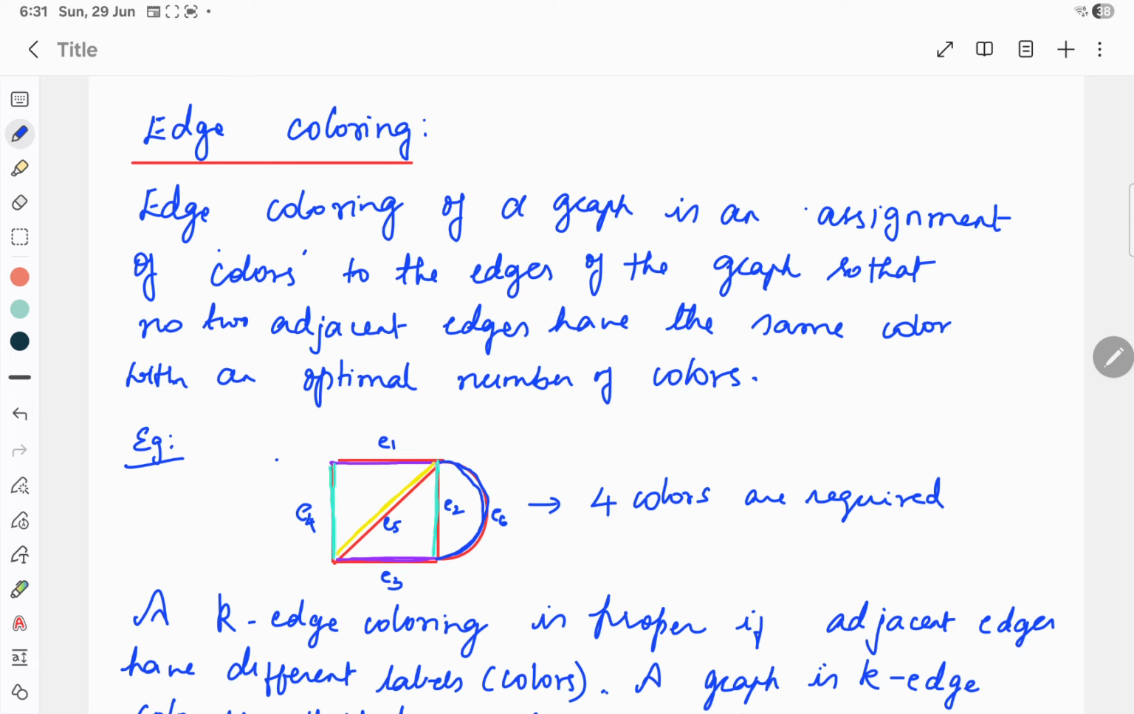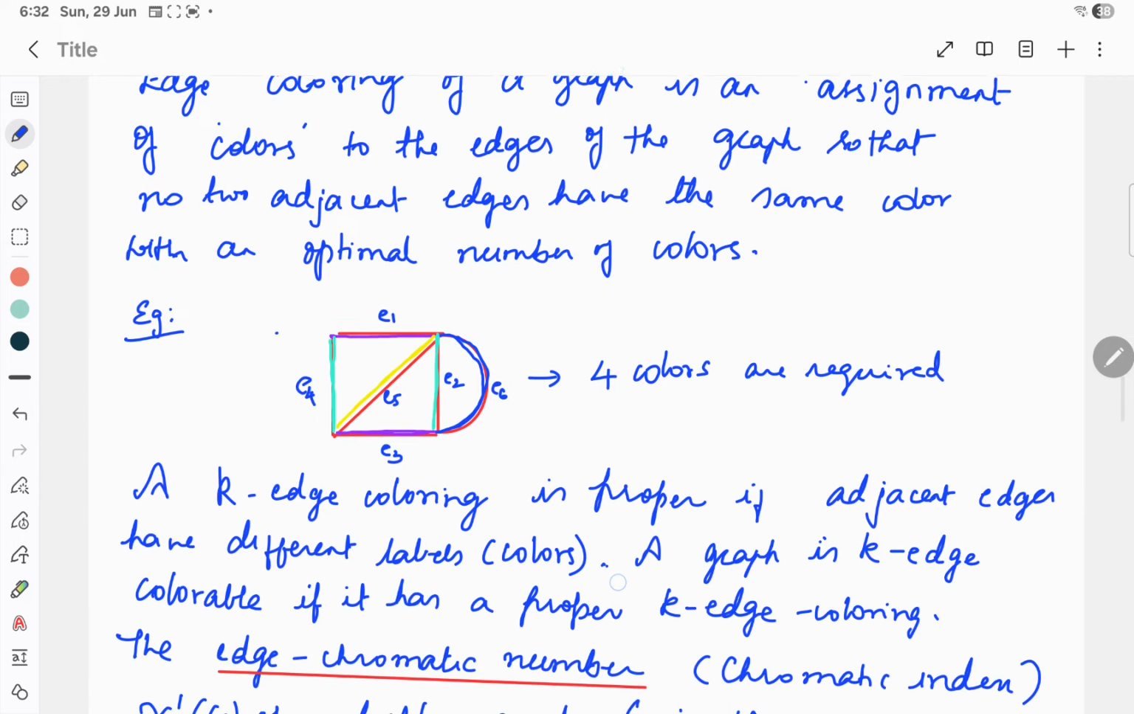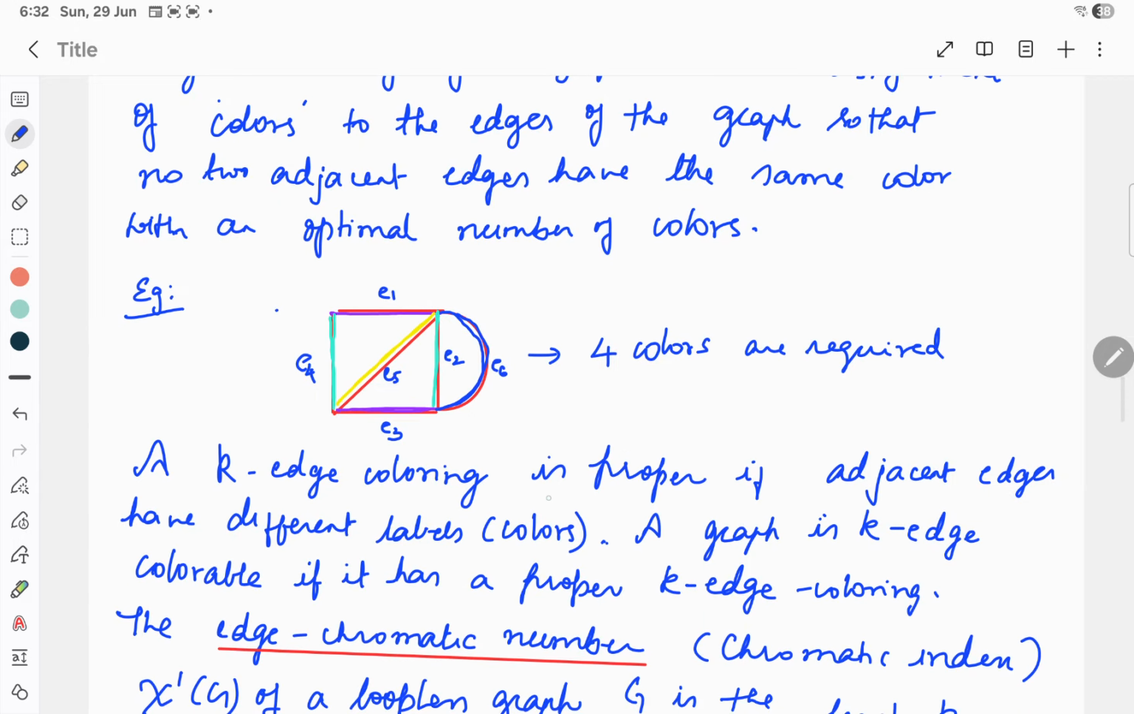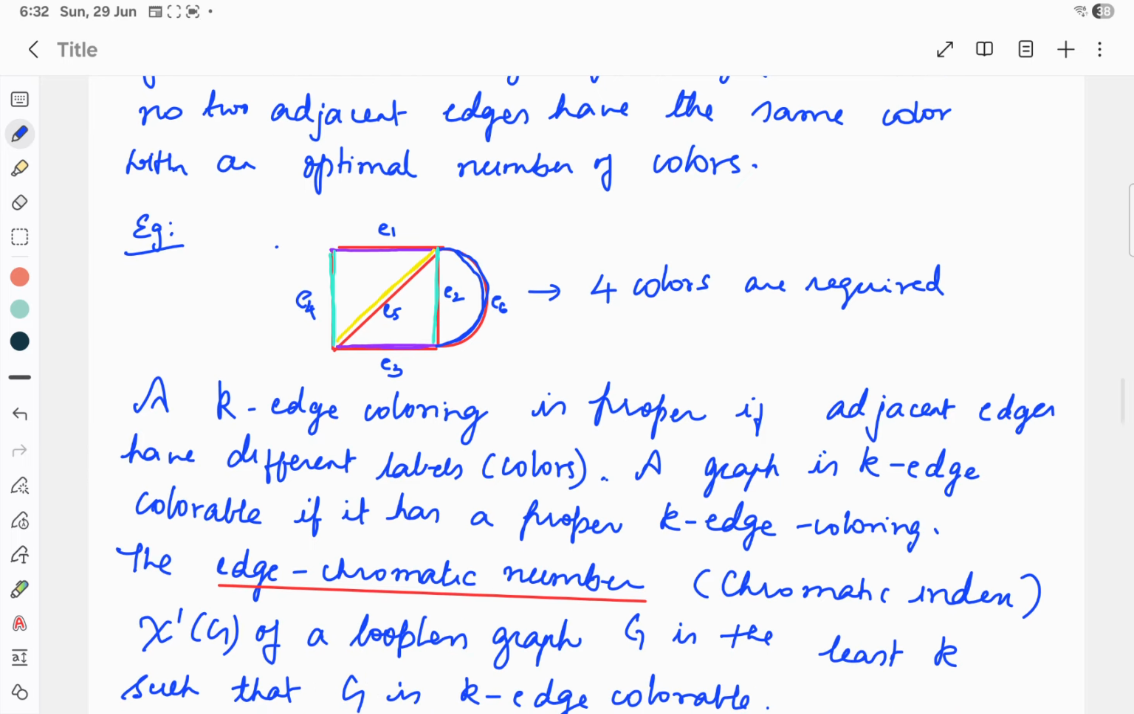So I should take a different color, say blue, and therefore this graph needs 4 colors, right? So 4 colors are required here. Now a K edge coloring is the proper coloring if adjacent edges have different labels or colors. A graph is K edge colorable if it has the proper K edge coloring. Just like how we defined for the vertex, the same holds good for edges also.